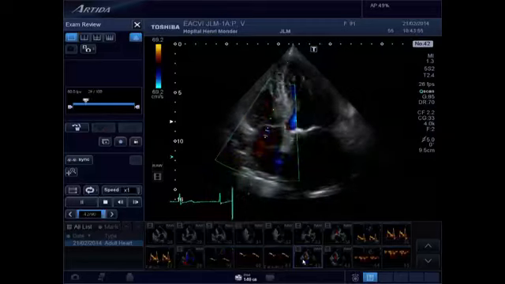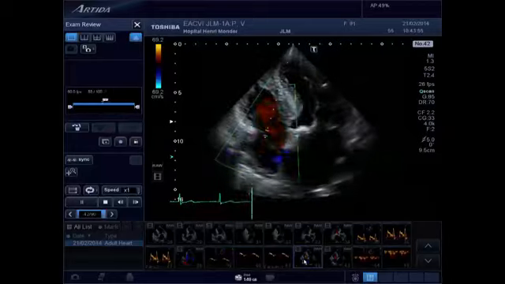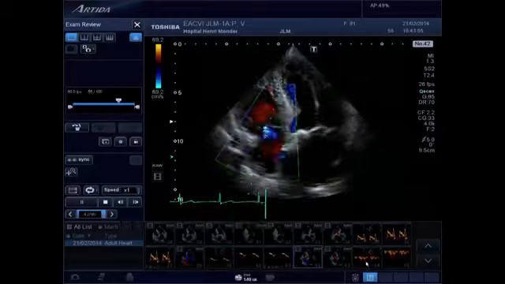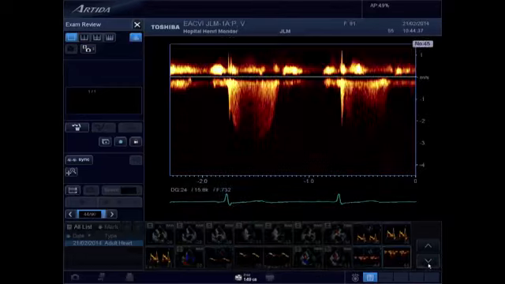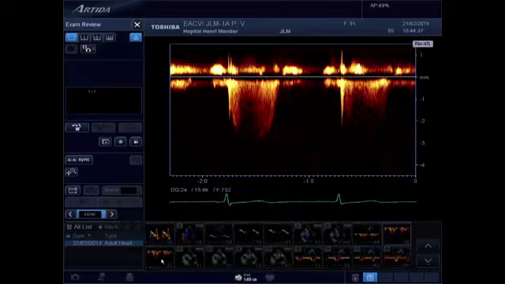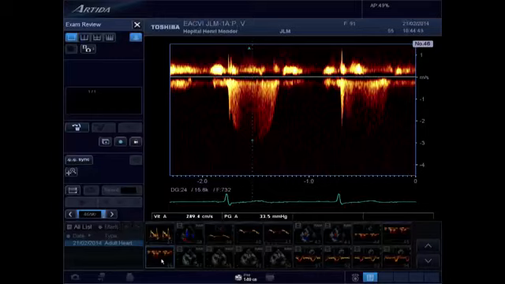the tricuspid valve to measure the tricuspid regurg peak velocity to assess the systolic pulmonary pressure. And we have a peak gradient on this tricuspid regurg of 35 millimeters of mercury, which probably gives a peak systolic pressure of 45 to 50 millimeters of mercury, probably mild systolic pulmonary hypertension.